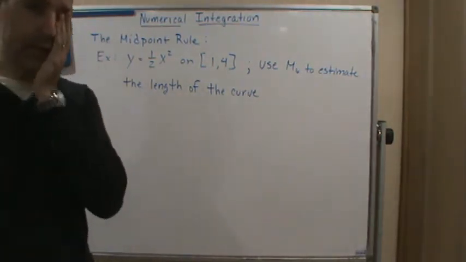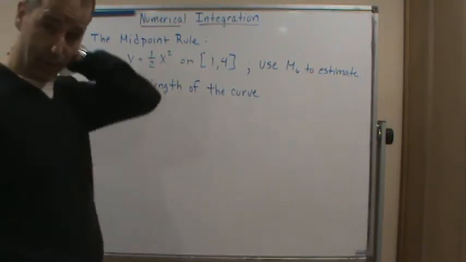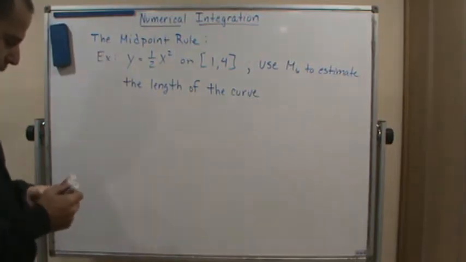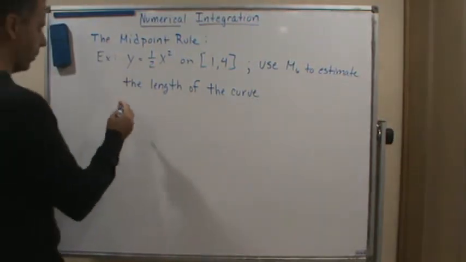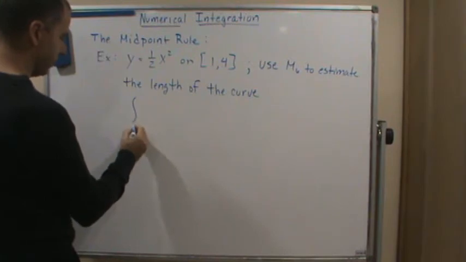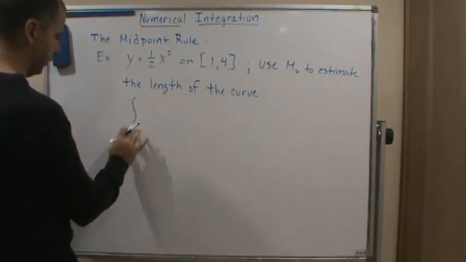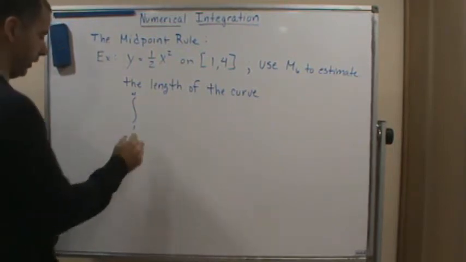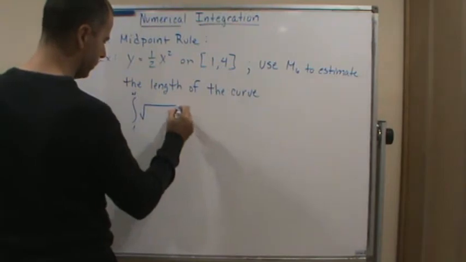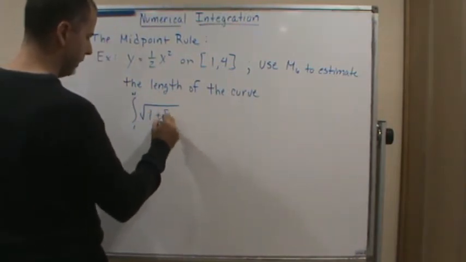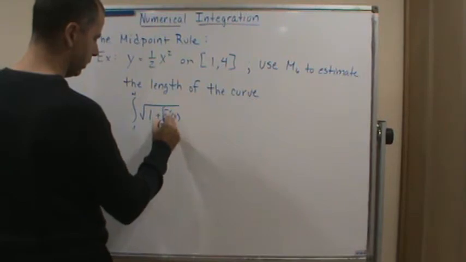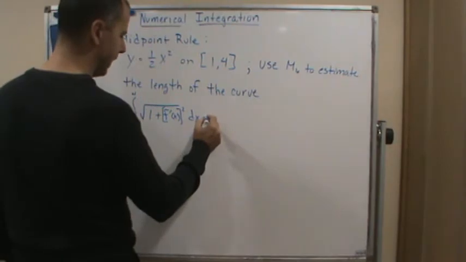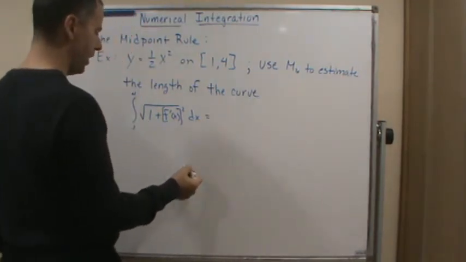So now we're going to use the arc length, right? So now we're talking about arc length. And so we're going to use the formula for arc length. And so remember, in this case here, what we want to estimate is the integral from 1 to 4 of the arc length formula. So the arc length formula, again, is the square root of 1 plus f prime of x quantity squared dx. That's what we want to estimate. So we're going to estimate that by using the Riemann sum.